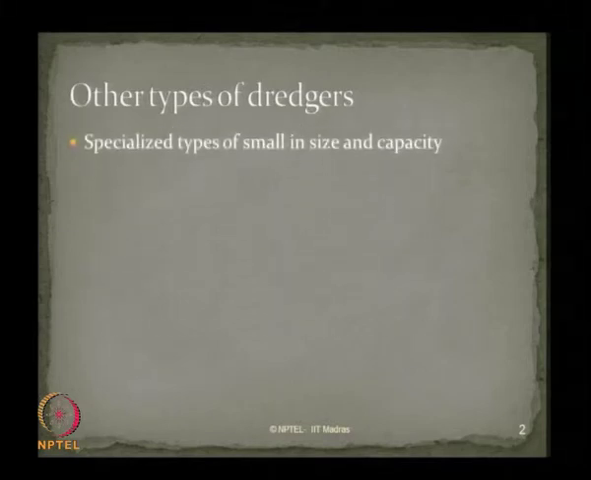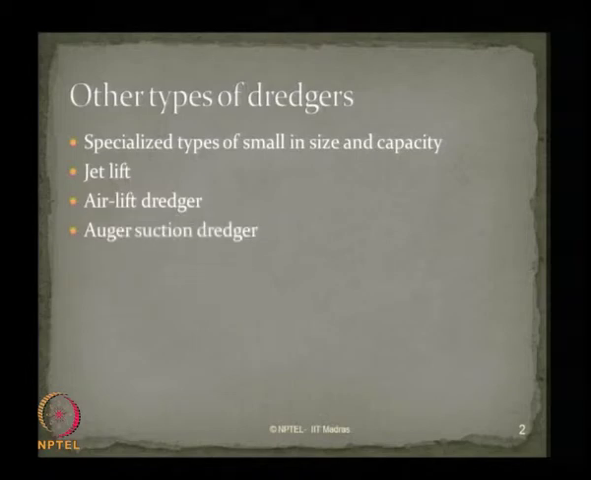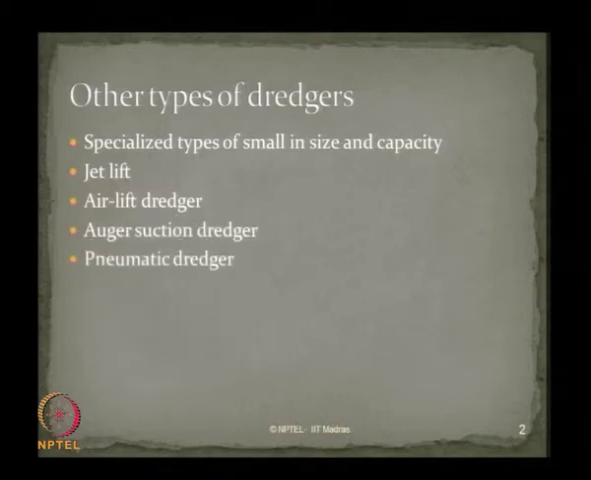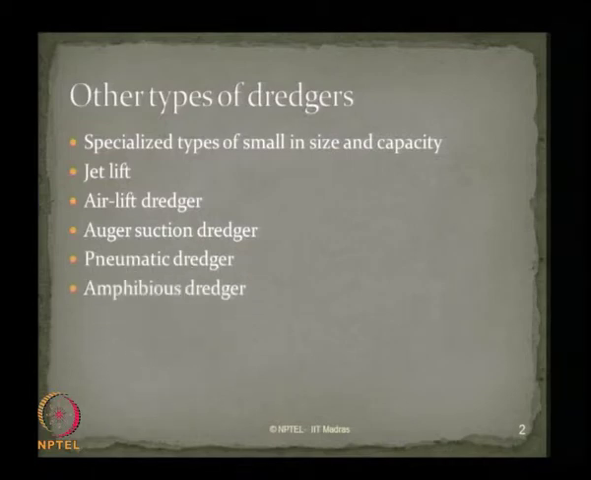Other types of dredgers are essentially under the single umbrella classification of specialized types of small size, capacity and operational rate. They are jet lifts, airlift dredgers, auger suction dredgers, pneumatic dredgers and amphibious dredgers.